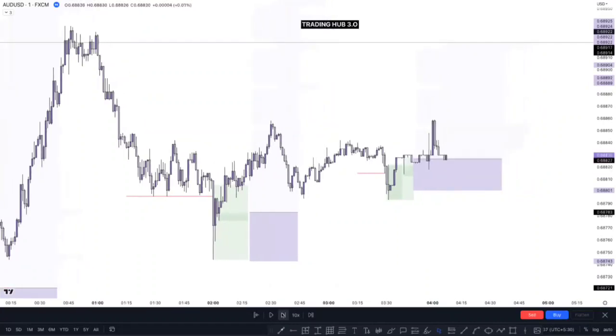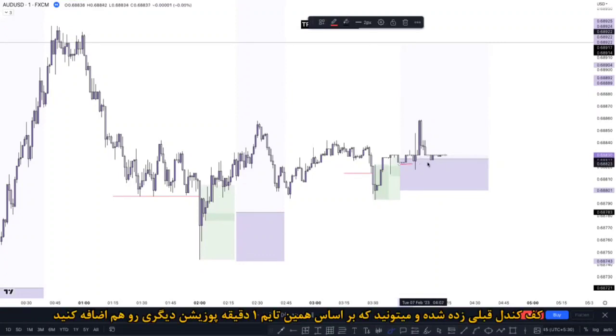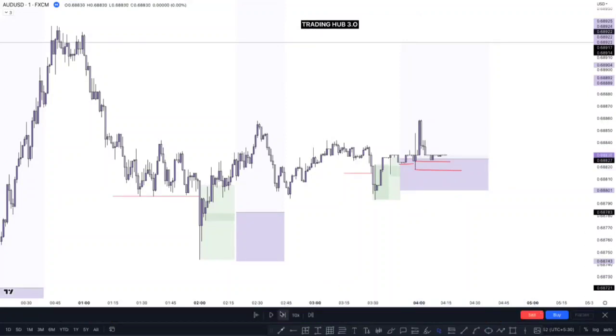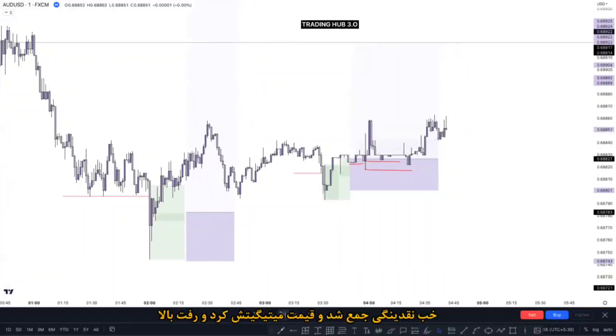Okay. And this is the 1 minute. If you want to scale here, the previous structure took out liquidity, so you can add one more position here based on the 1 minute time frame. Liquidity sweep here. Okay, mitigate and push higher again.